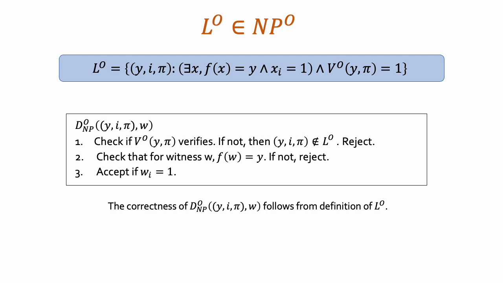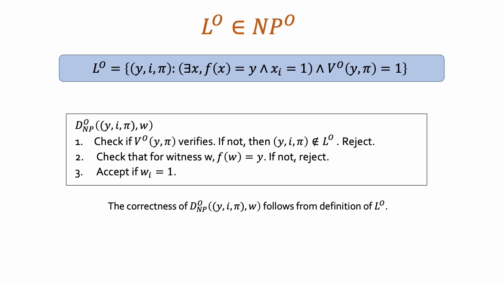Now notice that the correctness of our decider simply follows from the definition of our language. If y, i, and pi belong to the language, then indeed there exists a witness w that will satisfy all these three conditions, in which case our decider will correctly accept. If the instance does not belong to the language, then we can split this into two cases. One, where y has a pre-image, and the other case where y does not have a pre-image relative to the injective one-way function f. In the second case, no matter which witness w you pick, the second condition will never go through. Hence, our decider will always correctly reject.